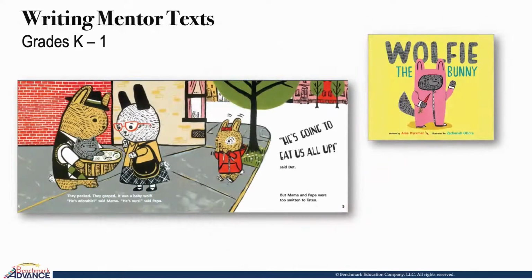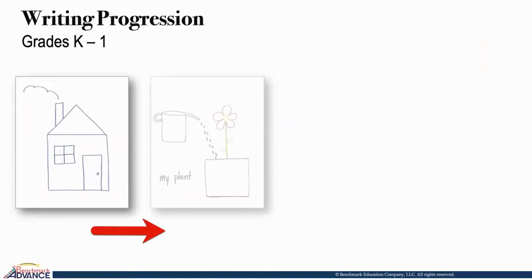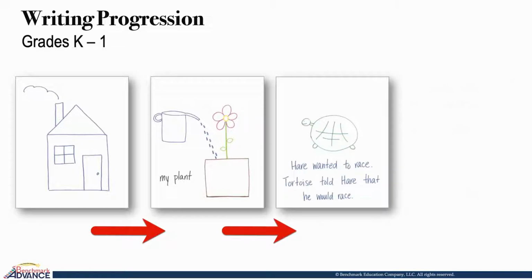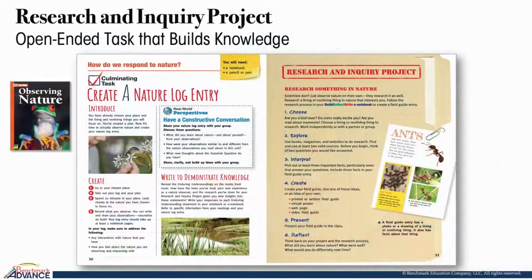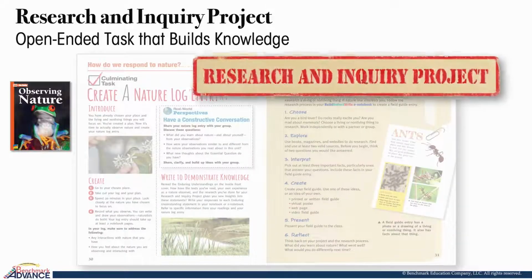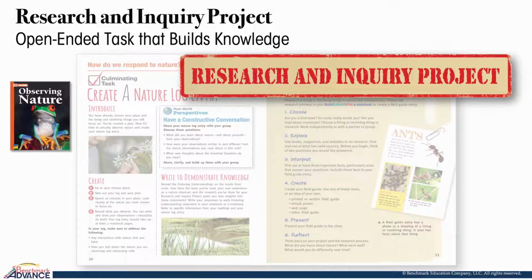In all grades, whole group reading texts are used as writing mentor texts. We also understand there's a developmental process to writing. In grades 2 and above, explicit writing instruction focuses on both text-based and self-selected process writing. Narrative, informational, and opinion are explicitly taught in both forms of writing. Students put new learning into practice through research and inquiry projects.